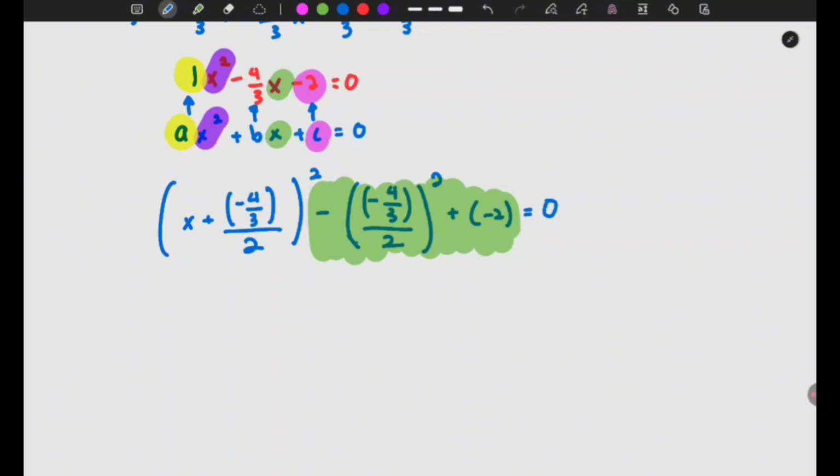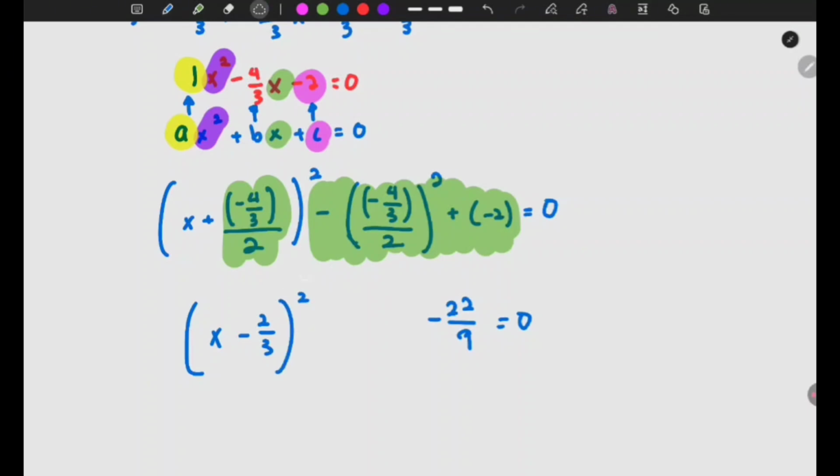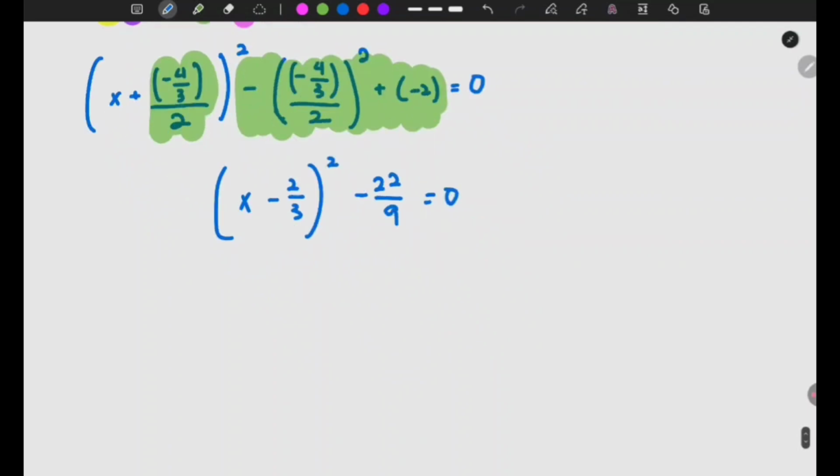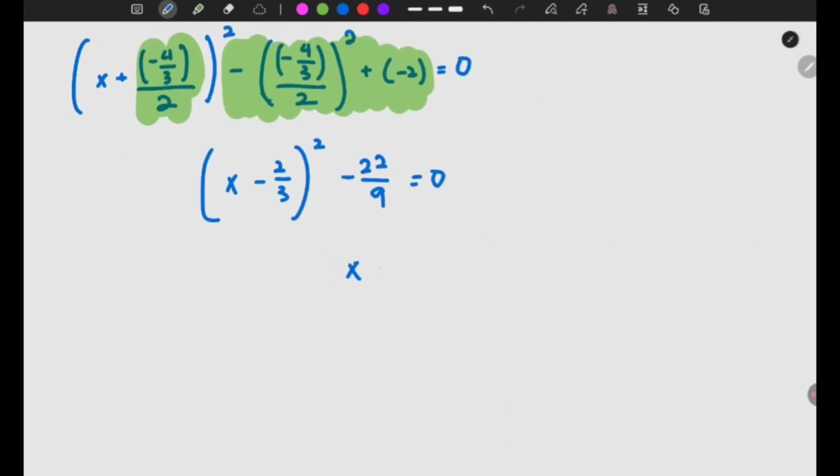And this thing also you can actually simplify already. -4/3, if you divide by 2, you can simplify. You get -2/3. So -2/3, plus minus you get minus, and yeah, this thing I can put here. And your -22/9 shifts to the other side. Now the process is the same, no different. And then square brought to the other side becomes square root.